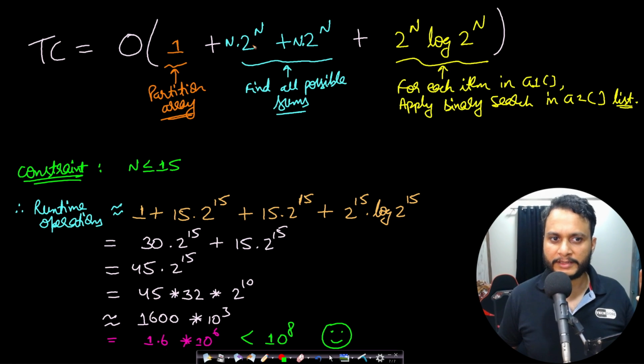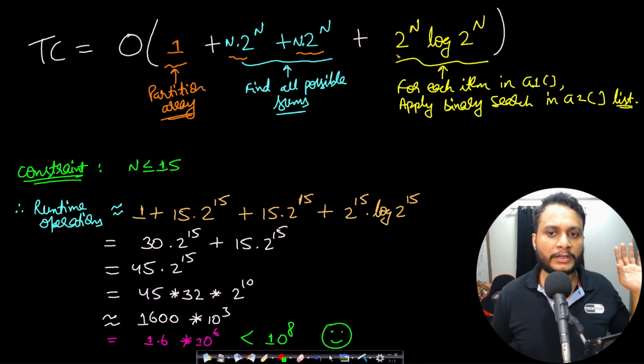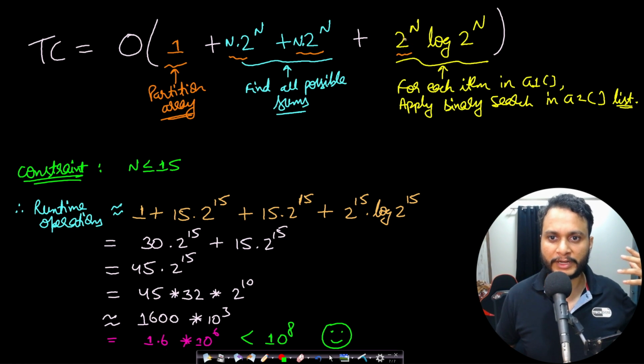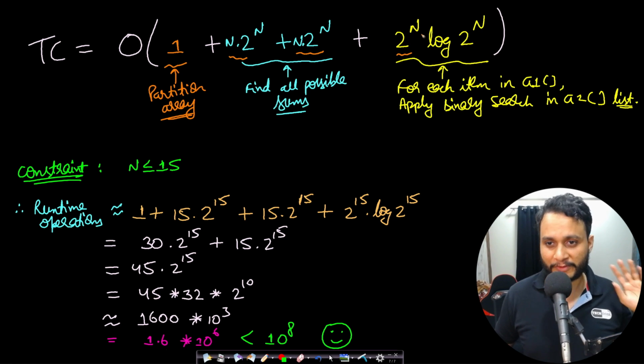So for both the arrays of n size each, because the entire array was of 2n size, creating all possible sums for each of them will take n into 2 to the power n plus n into 2 to the power n time. And the third step required, for each item on the first array, that means for the first array's all possible sums, you had 2 to the power n possible sums with n items. So for each of those items on the first list of lists, you have to apply binary search on the second list of lists, right?